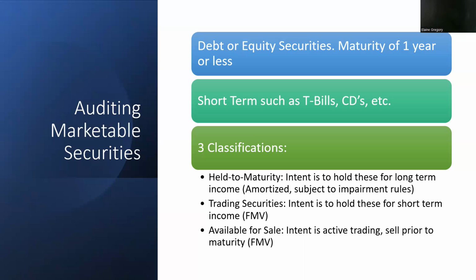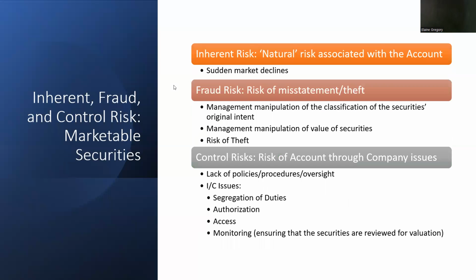Trading securities: the intent is to hold these for just short-term income. We need income for something, so we invest in a trading security for just a period of 3 months. The intent is to hold those just for those 3 months, gather whatever income we can, and then sell them off. Available for sale securities is where the intent of management is to have active trading and sell prior to any maturity. So for both trading securities and available for sale securities, we need to make sure that they are recorded, reported, and disclosed at fair market value.